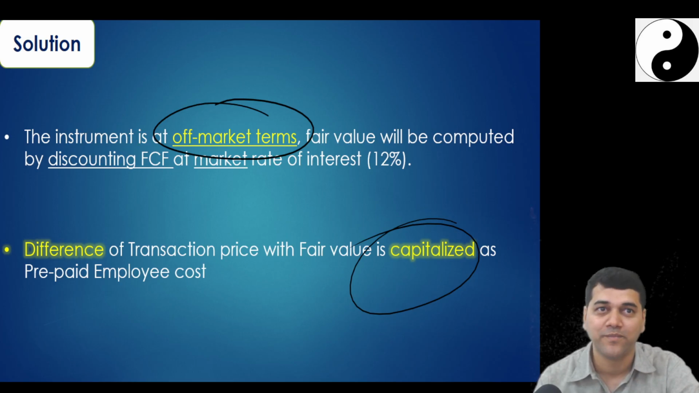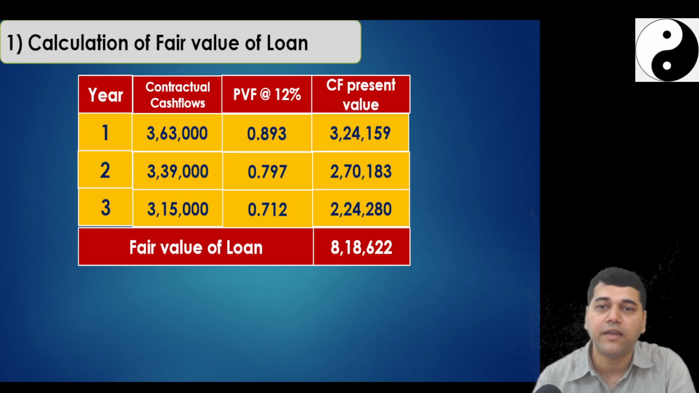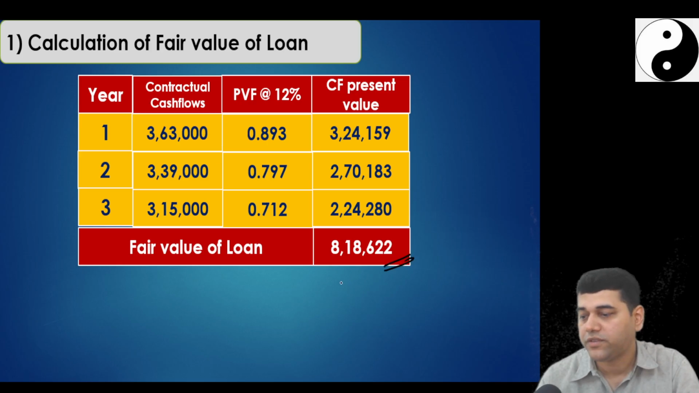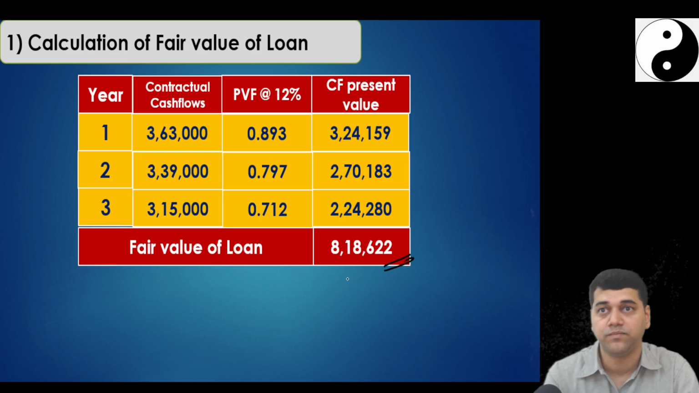Very important. So first thing, I am going to calculate the fair value. My fair value will come to 8,18,622. If somebody would have taken 4 decimals, because the question is very silent about the present value factor. Now, generally, 90% of the cases, they will give you the present value factors. If they don't give, you can take 3 or 4.